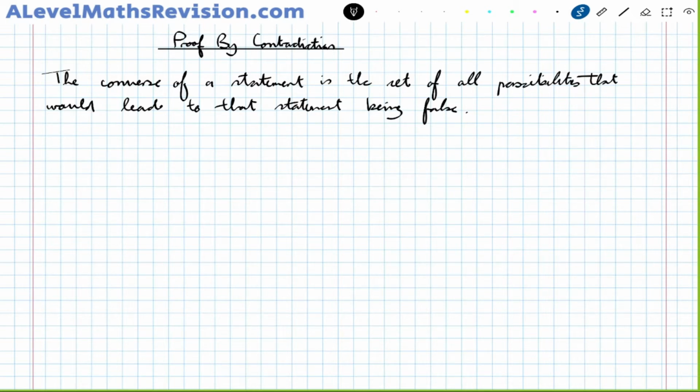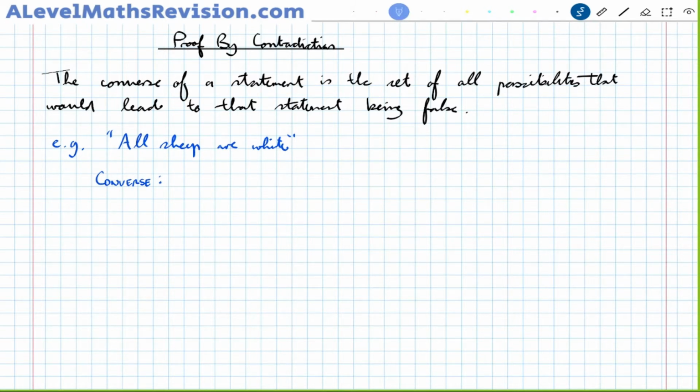So take, for example, the statement, all sheep are white. The converse of that statement. Now, you'd be forgiven for thinking that it's all sheep are not white, but that's a much stronger statement than the converse.